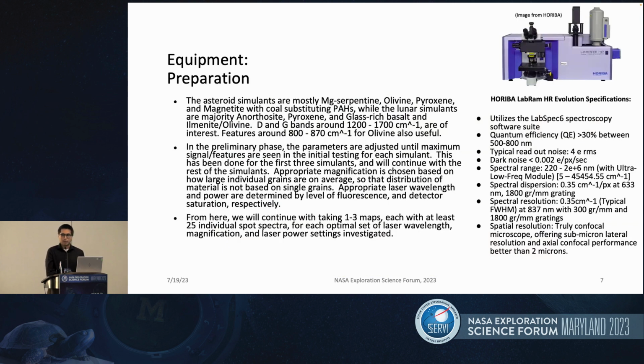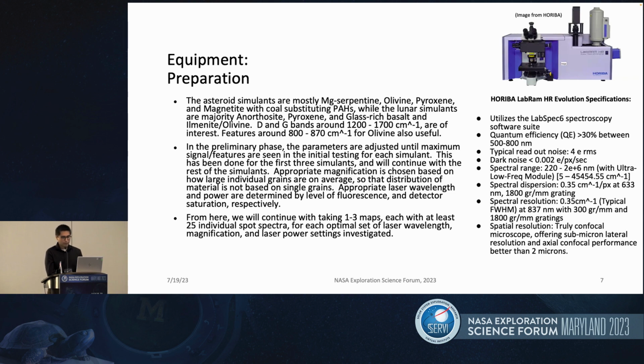As we could see from the previous tables, asteroid simulants are mostly magnesium serpentine, olivine, pyroxene, and magnetite, with coal substituting for the PAHs, and the lunar simulants are principally anorthosite, pyroxene, and glass-rich basalt, mixed in with ilmenite and olivine.